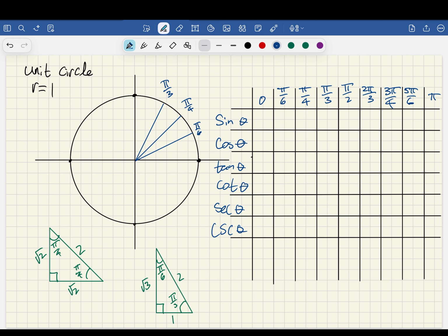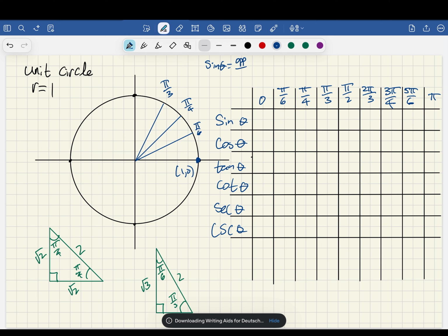So let's start with 0. Well, the angle 0, which means that the terminal side and the initial side of the angle are the same when in standard position, we wind up with the terminal side intersecting the unit circle at this point, which would be 1, 0.